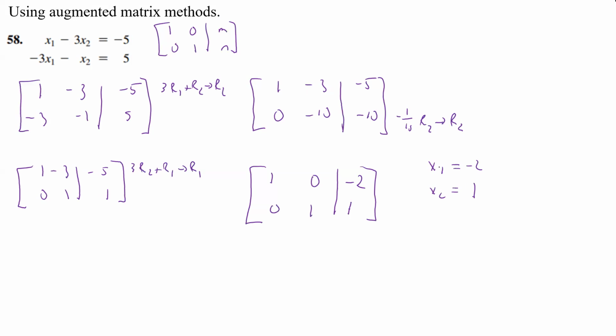Now, does that work? What we need to do is check. And so we check back into our original equation. So x1 is -2, so -2 minus 3 times 1. And that's going to be what? -2 minus 3 is -5. And so that one works.